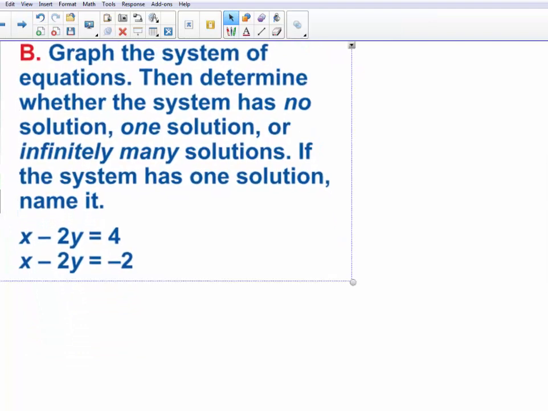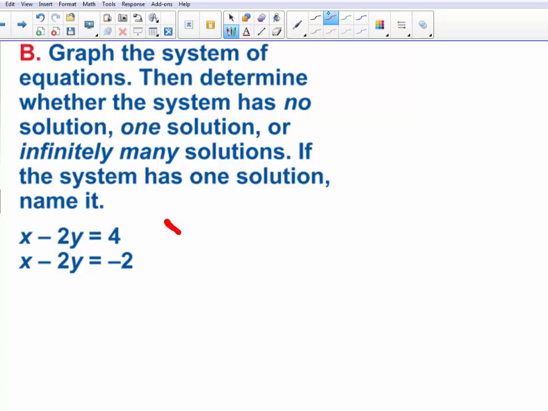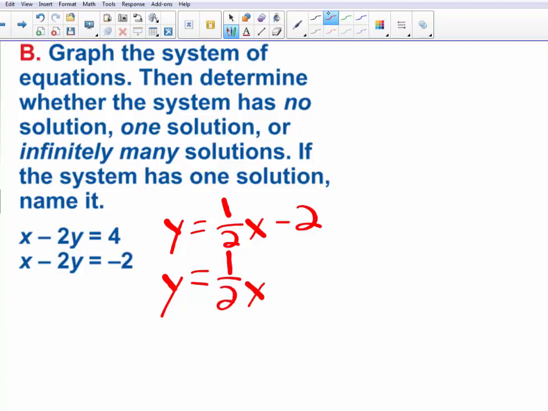Okay, B, graph the system of equations and determine whether the system has no solution, one solution, or infinitely many. If it does have a solution, name it. So again, for both of these, you would isolate the y, so you get the equations in y equals mx plus b format, graph them, and check to see what they are. Looks like this first one, when you subtract the x and divide by negative 2, you get y equals 1 half x minus 2. The bottom one, subtract the x, divide by negative 2 as well, y equals 1 half x plus 1.